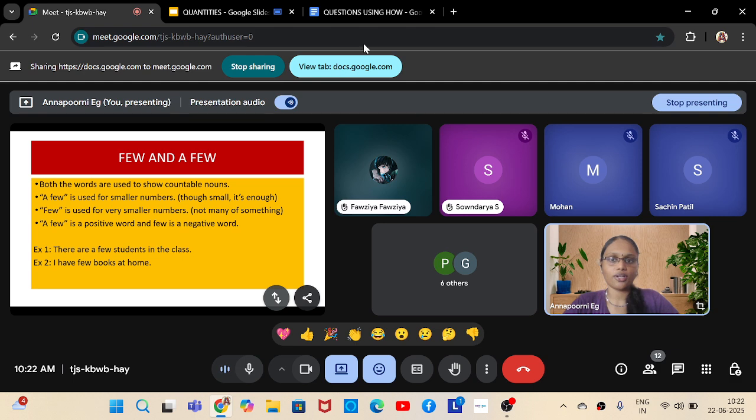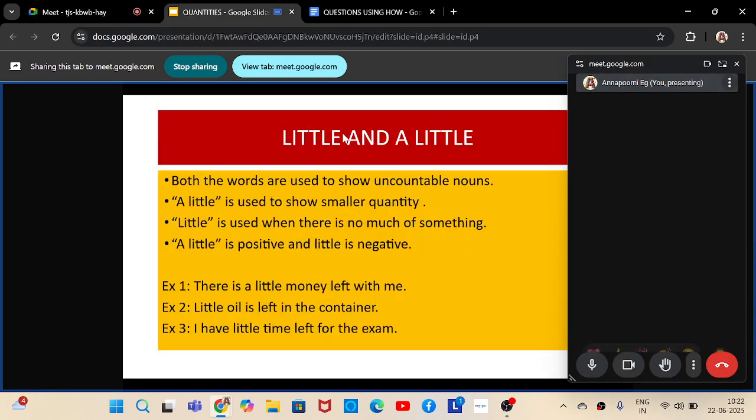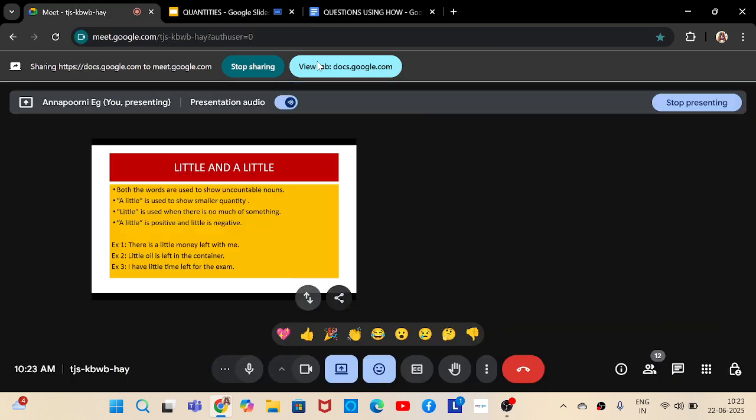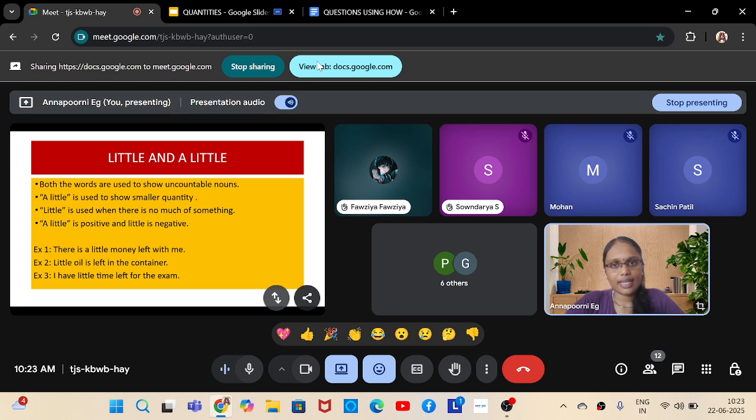Okay, so this is all about few and a few. Now moving to the next part, that is little and a little. Again, what is positive and what is negative? Which one is positive? A little is positive and little is negative. Yes, a little is positive and little is negative.